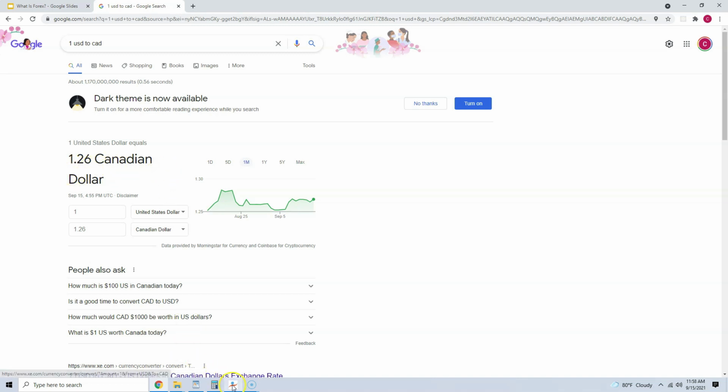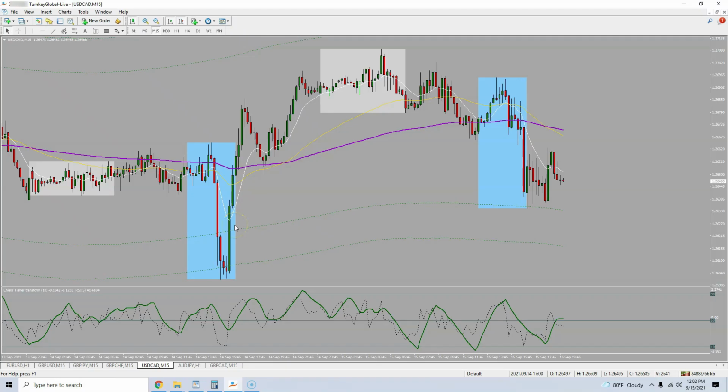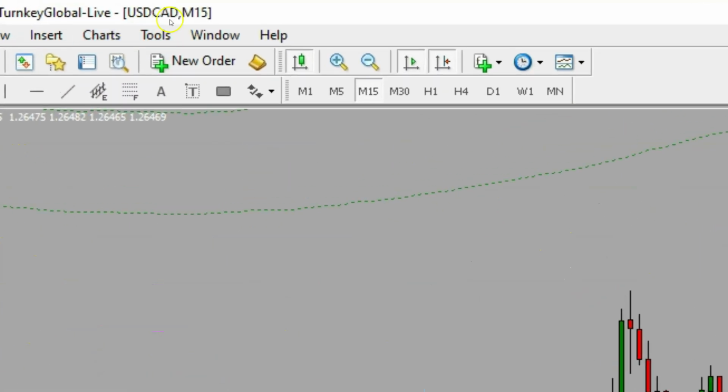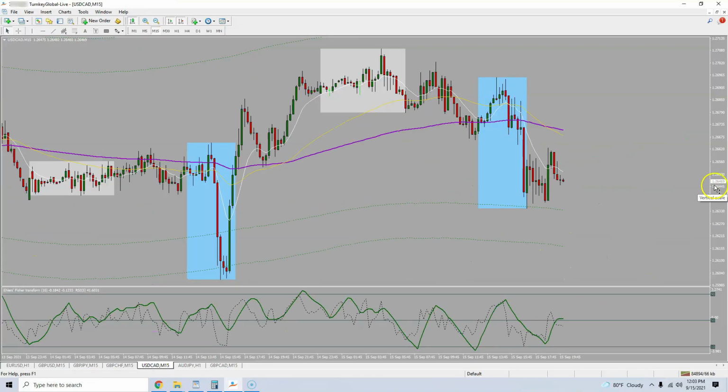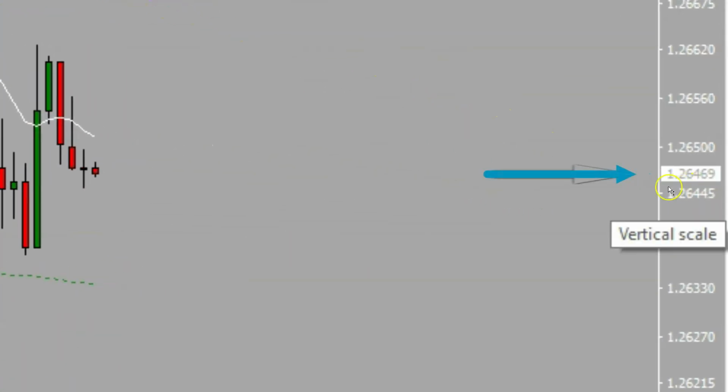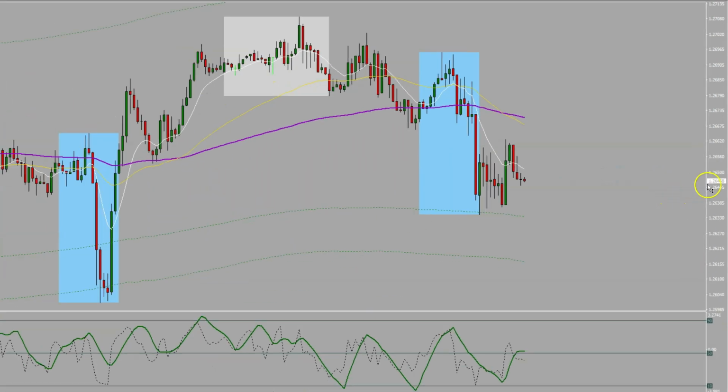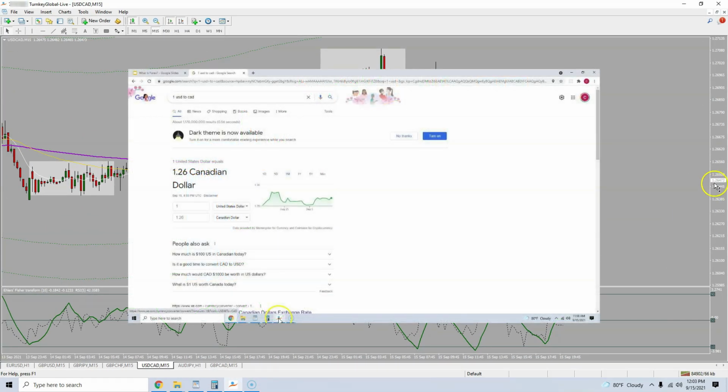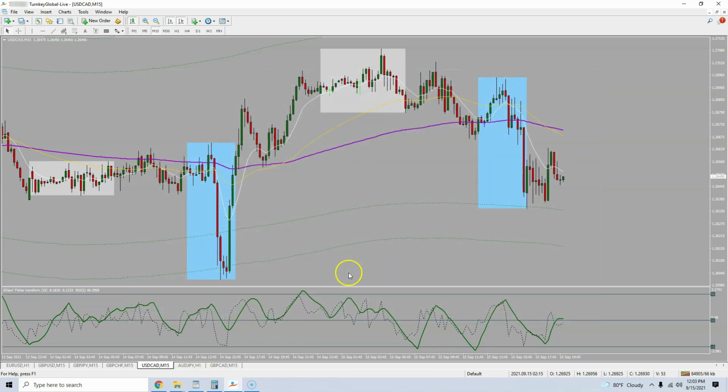Now let's go to a Forex chart, and don't worry if this looks confusing. I just want you to see that if you look at the top, this is the USD Canadian chart, and it tells us where price currently is at this very moment, 1.26469, which is going to round to $1.26, exactly what we just saw on Google. But anyway, this is literally the foreign exchange market. I just wanted to point that out.